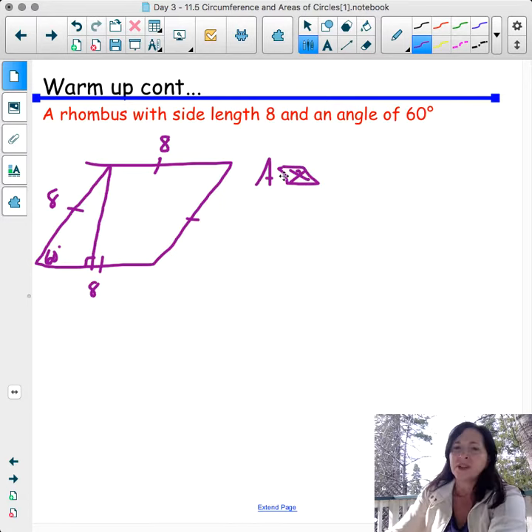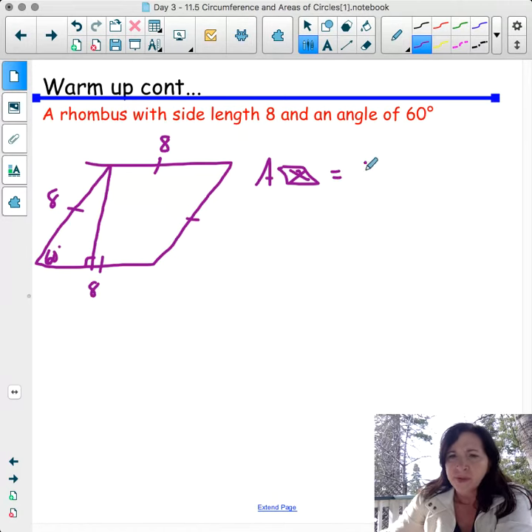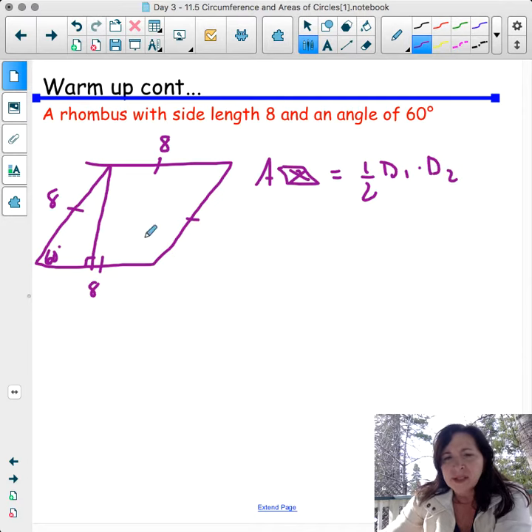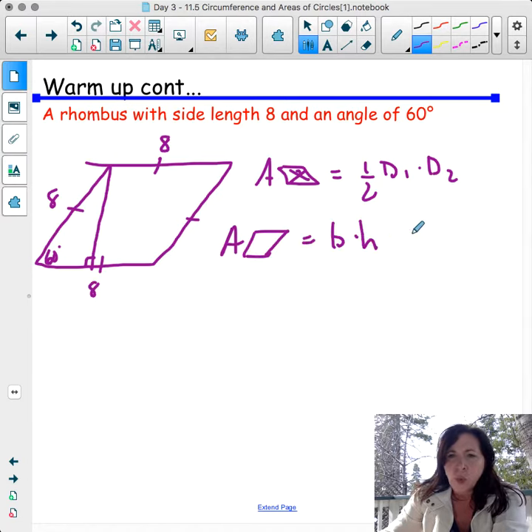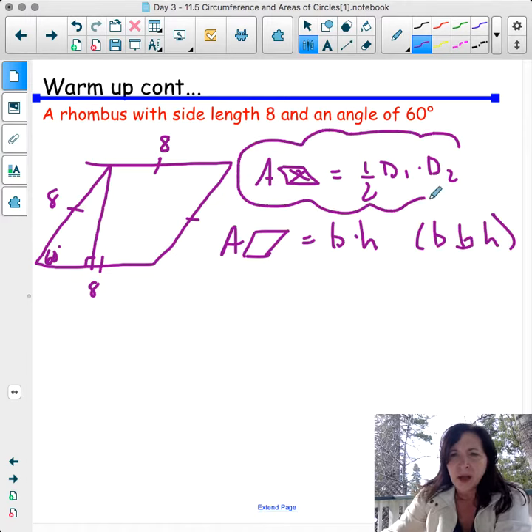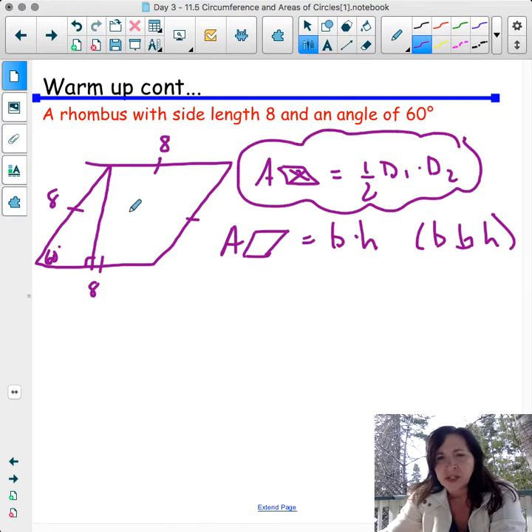I'm actually not going to use the diagonals. The area of a rhombus is 1/2 diagonal 1 times diagonal 2. In this case, I don't have the diagonals right here. So I'm going to say this, which is a rhombus, is actually also a parallelogram. The area of a parallelogram is equal to base times height, where my base is perpendicular to my height. In the diagonal formula, I would need a little bit of additional information in order to find what my diagonals are, which I don't have.